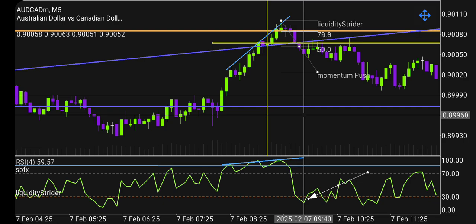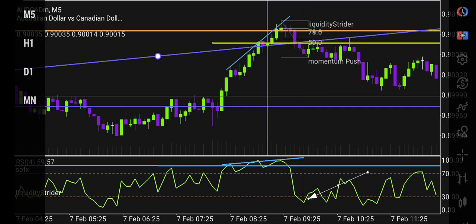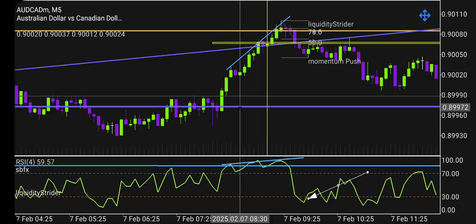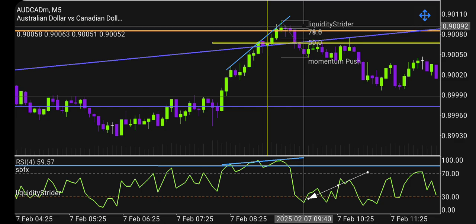Where is it? There it is. So from there to here. From there, I would like to see a retracement of 50% or 79%.